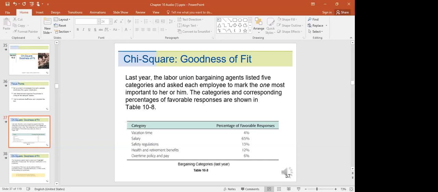So we may want to know, are workers this year having the same preference as those last year? So the procedure will consist of taking a random sample of workers, interviewing them, and finding the proportion that like vacation, salary, safety regulations, health and retirement benefits, and overtime policy. And we will compare the observed value, which is what you get from the sample, with the expected value. The expected value is what you get if H0 was true, that is, if the distribution this year fits last year's distribution.